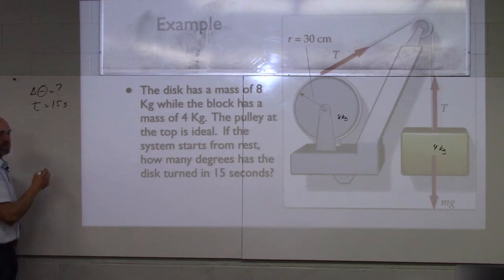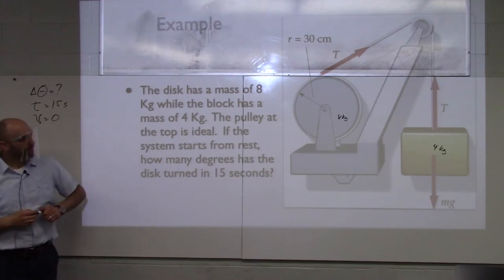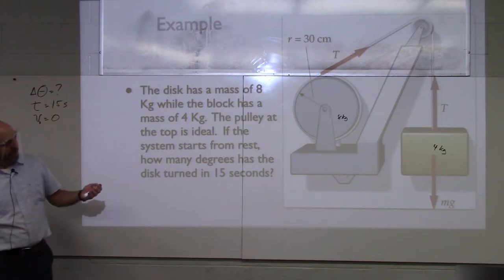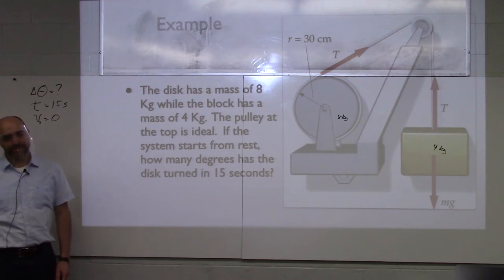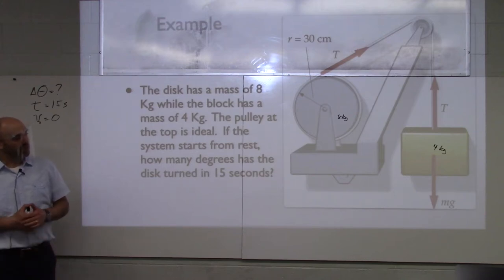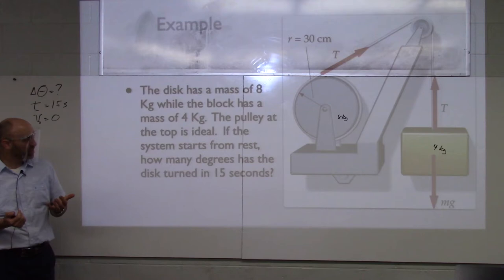It starts from rest. That means the initial velocity is zero. And they were kind enough to label the forces for us. Okay, so they've got forces labeled on here, and you need to figure out how fast this is going to accelerate? What's the tension going to be?